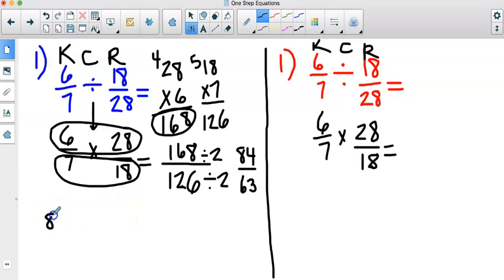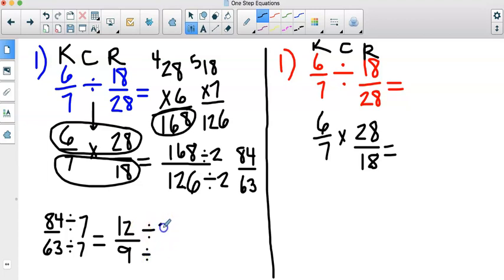Alright, now I think about 84 and 63 and I recognize those are both special numbers. They're actually both multiples of 7. So now I'm going to divide the numerator and the denominator by 7. 84 divided by 7 is 12. And 63 divided by 7 is 9. Now I notice that 12 and 9 are both multiples of 3, so I can divide these each by 3.